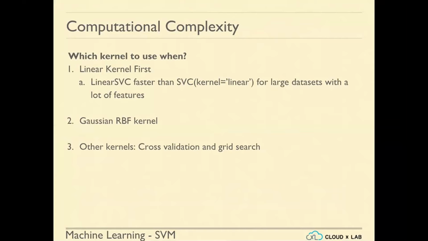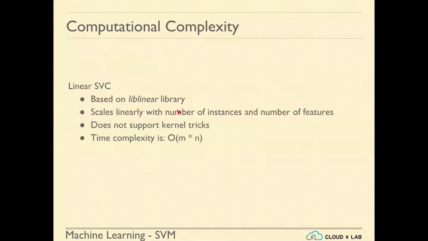And a question is which kernel to use when? So the thumb rule is we try linear kernel first. LinearSVC is faster than SVC with kernel equals linear. Without polynomial features, this one is generally faster for larger datasets with a lot of features.